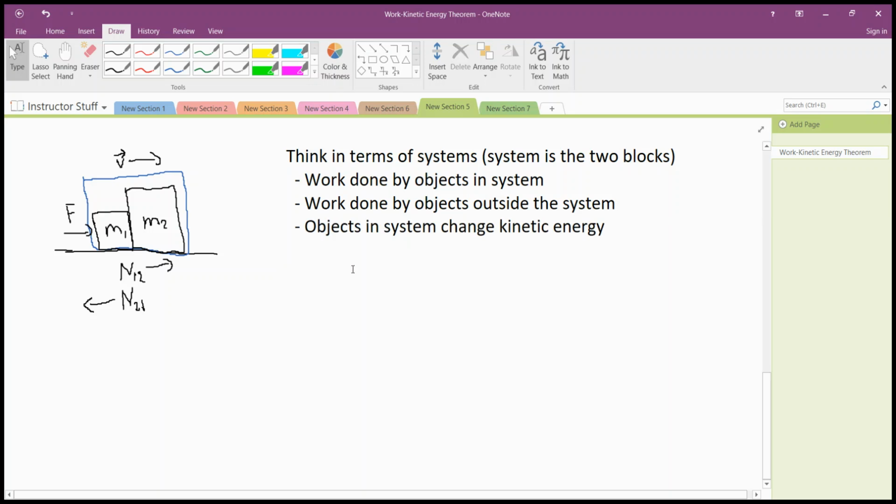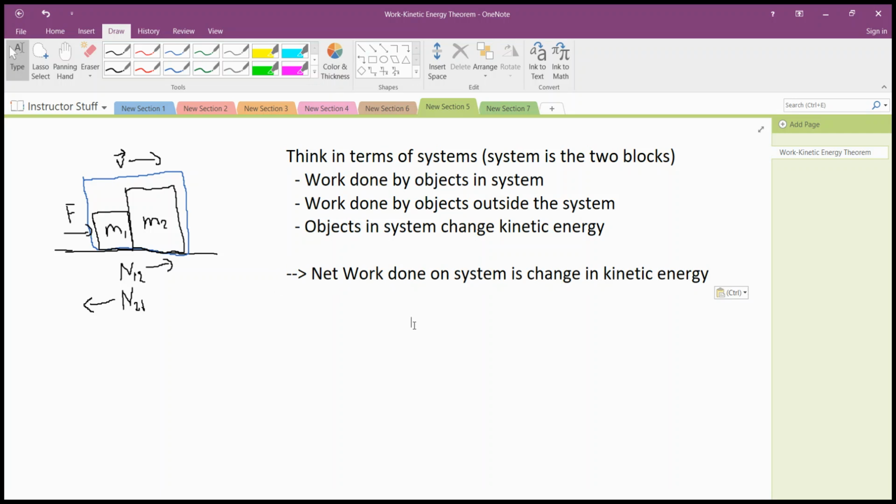As work is being done on the objects in the system, the objects undergo a change in kinetic energy. So how does the work kinetic energy theorem apply to the system? Quite simply, the net work done on the system is the change in kinetic energy of the objects of the system. How do we know that?